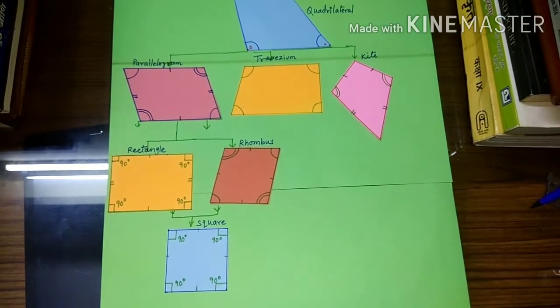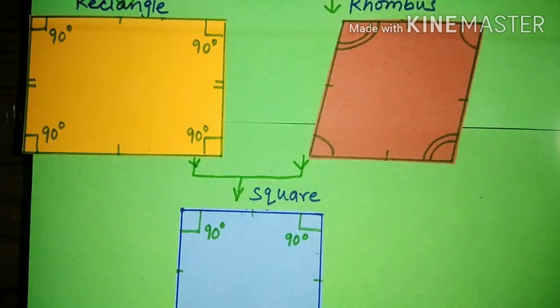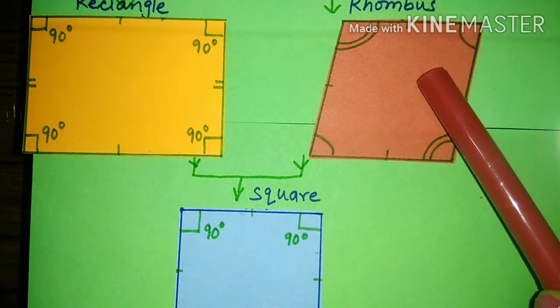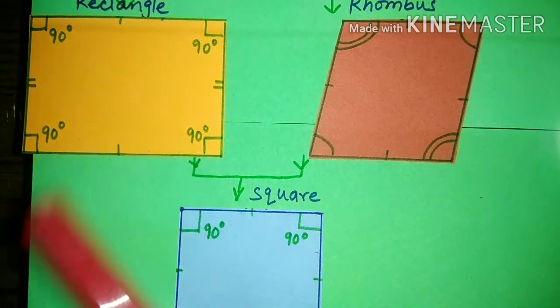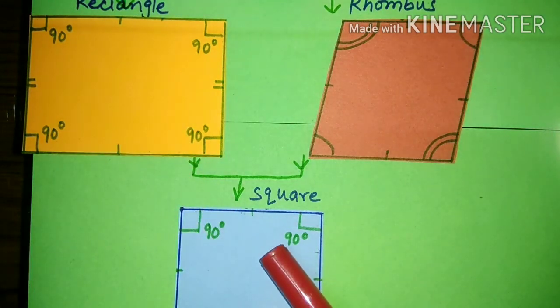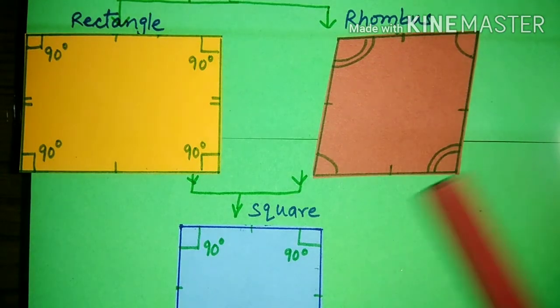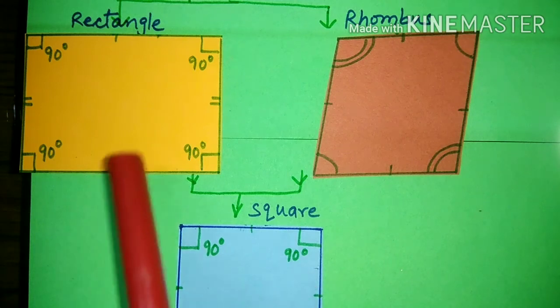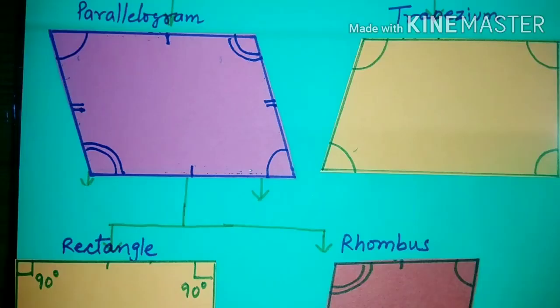This is the view of the classification of the quadrilaterals. Now let us see the relations between the quadrilaterals from bottom to top. A square has all the properties of a rectangle and a square has all the properties of a rhombus. So we can say a square is a rectangle and a square is also a rhombus. Rhombus is not a square because each angle is not 90 degree. Similarly, the rectangle is also not a square because all sides are not equal in a rectangle.